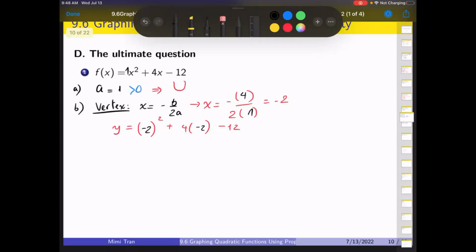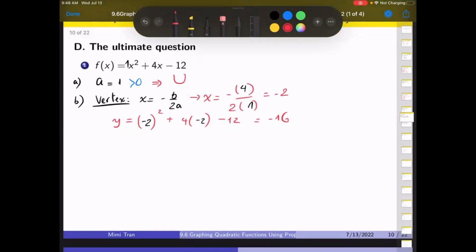Negative 2 squared is 4, minus 8 is negative 4, minus 12 is negative 16. All right, so my vertex is what? If you rewrite this, it will be negative 2 comma negative 16. And please box it because you need it later.